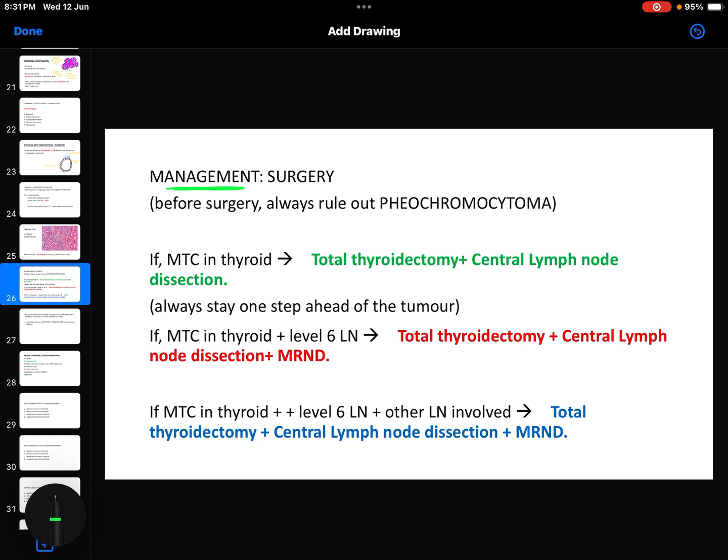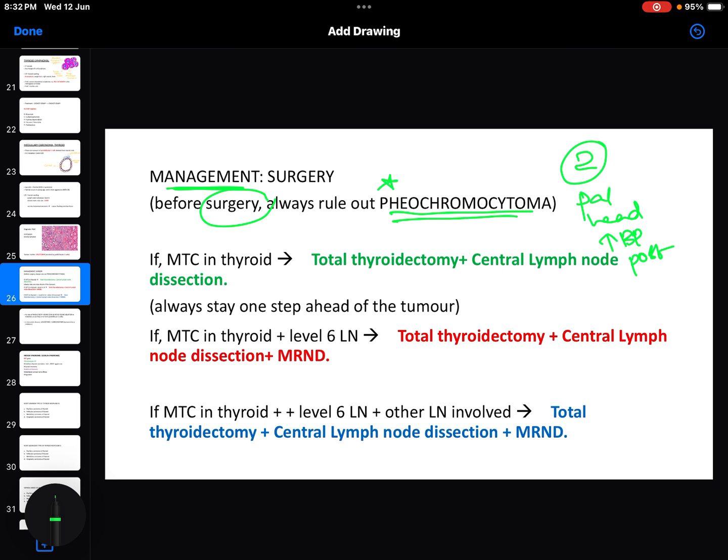Management is, before we do any surgery, we are going to rule out pheochromocytoma, because this MEN2 syndrome is associated with pheochromocytoma. These patients may present with palpitation, headache and also increased BP. Postural hypotension can also be seen. These may cause complications during the surgery. So first, if you are diagnosing a medullary thyroid carcinoma, we are going to rule out pheochromocytoma. Also we are going to rule out the mutation, the MEN syndrome, in the family also.